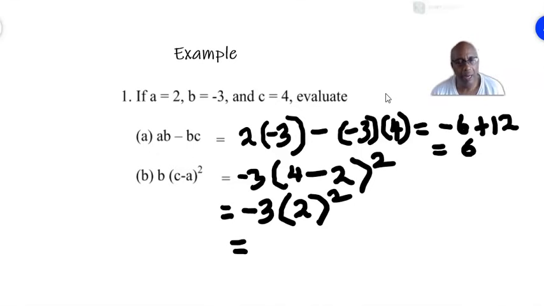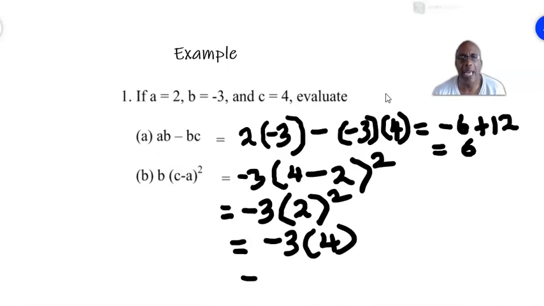Then you square before you multiply. So we square 2 to get 4. So it's -3 times 4. And so the answer is -3 times plus 4. We multiply unlike signs, a minus times a plus. So we'll get a negative, and 3 times 4 is 12.